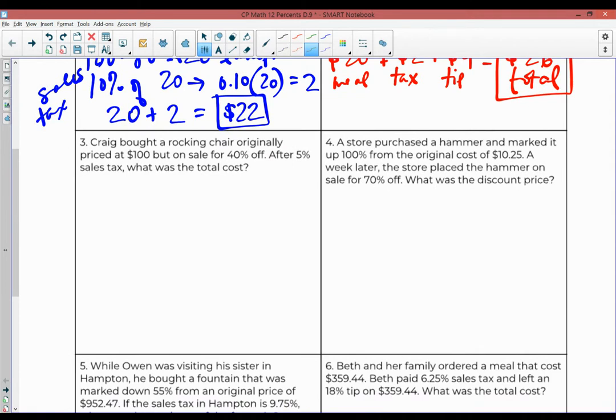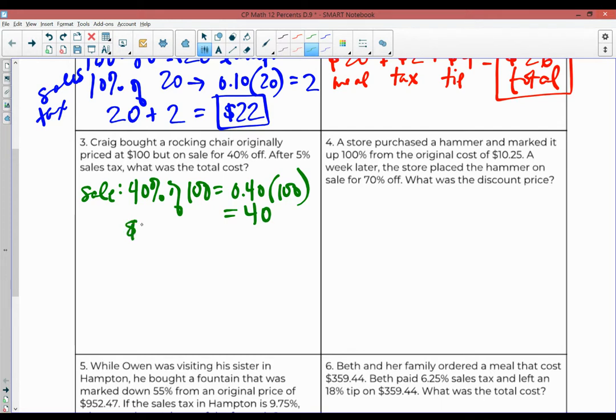All right, Craig bought a rocking chair originally priced at $100, but on sale for 40% off. So, sale, 40% of 100, so that's 0.40 times 100, which gives us 40. So that means he's saving $40. So then we do $100 minus $40 to get $60. So that's how much the rocking chair costs.